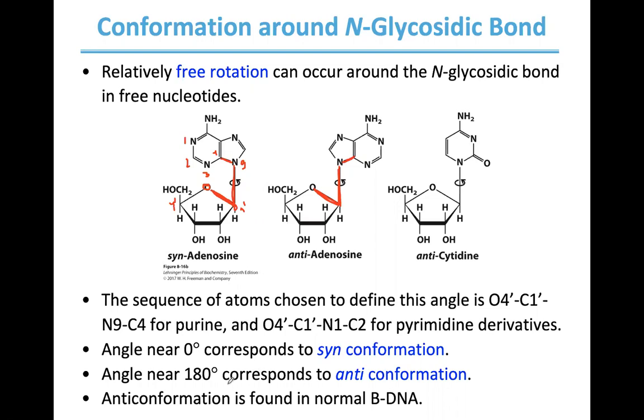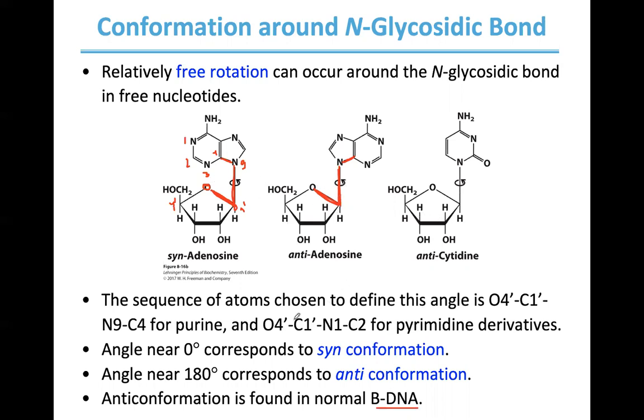Anti-conformation. And the anti-conformation is found in normal B-DNA. So we'll talk about A-DNA, B-DNA, and we'll talk about Z-DNA. So the three main types of DNA that have been identified. And so the normal DNA is referred to as B-DNA, and all of these are anti.